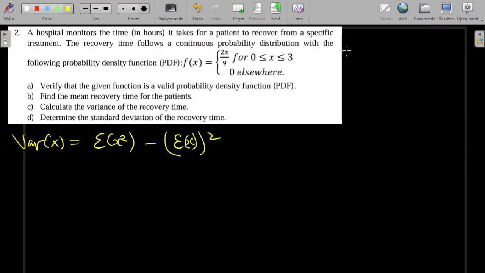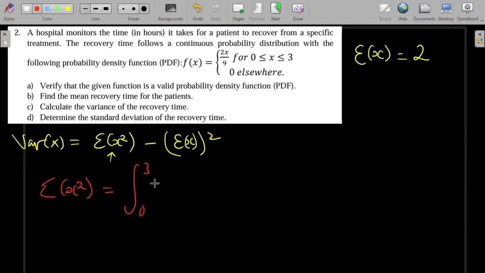We've just found the expected value of x. We said it was 2 hours. Now for us to find the variance, we need to find the expected value of x squared. So the expected value of x squared will be equal to the integral from 0 to 3 of x squared multiplied by 2x over 9, and then dx.